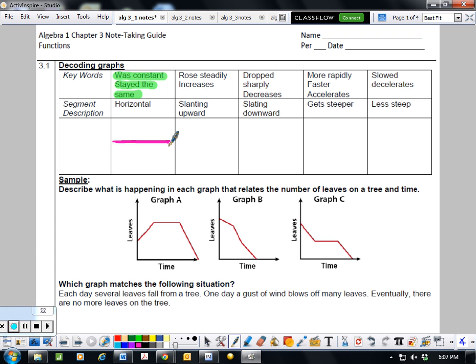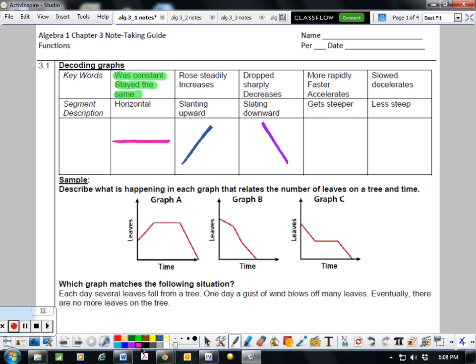And then we have "rose steadily" or "increases," and that's going to be slanting upward. So it's going to be increasing, and the more that it increases, the steeper it's going to get. Then we have "dropped sharply" or "decreases." That's going to slant down. And if it's "more rapidly" or "accelerates," that's going to get steeper.